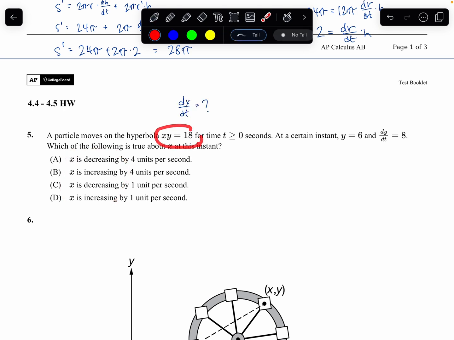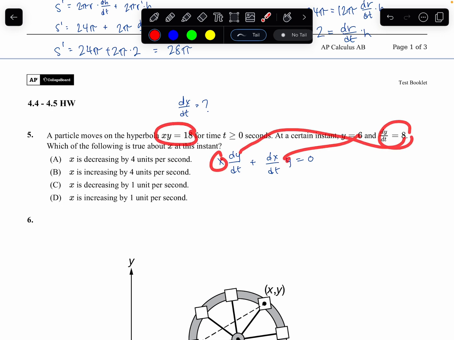So let's go ahead and just take the derivative of this right here, keeping in mind that x and y are functions of time. So we're going to use the product rule. So we'll do the first times the derivative of the second, plus the derivative of the first times the second is equal to 0. So I took the derivative. I'm looking for dx/dt. So I know that y is 6. I know that dy/dt is 8.